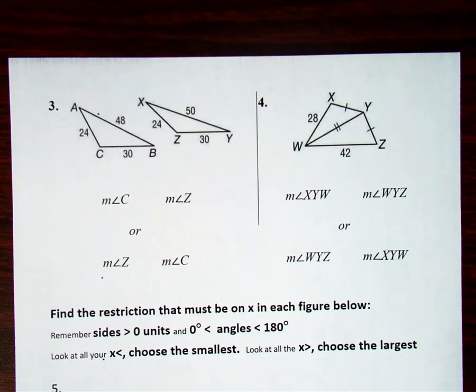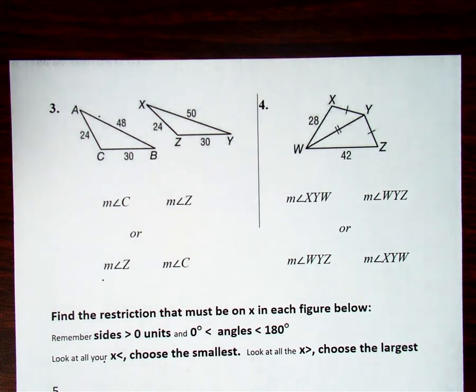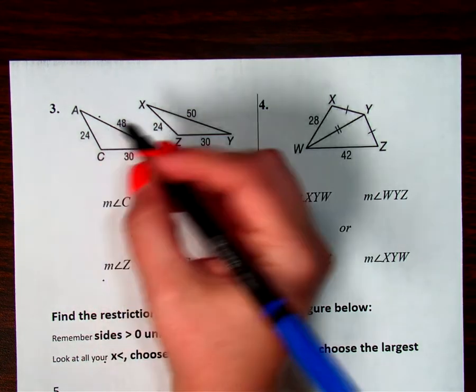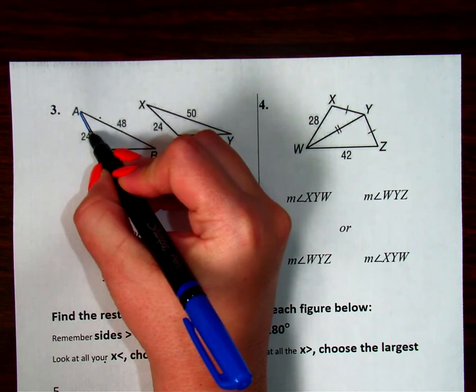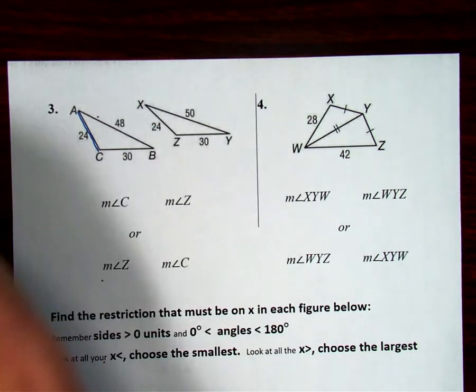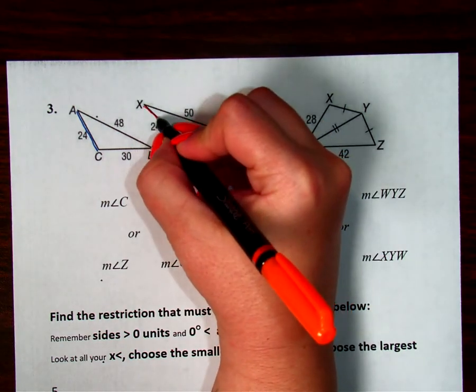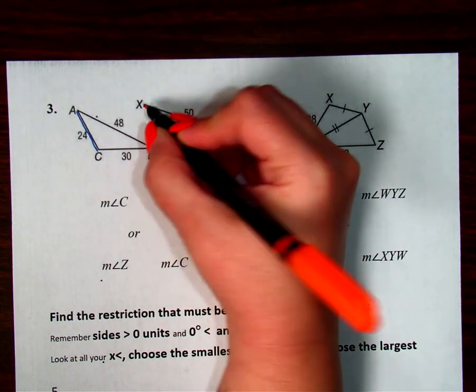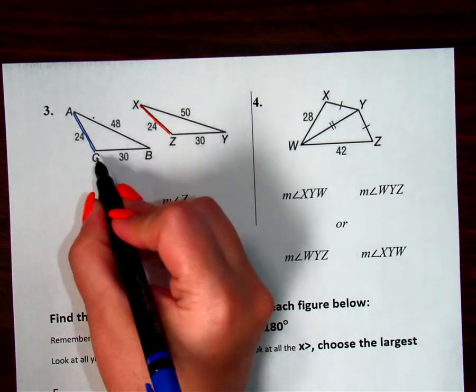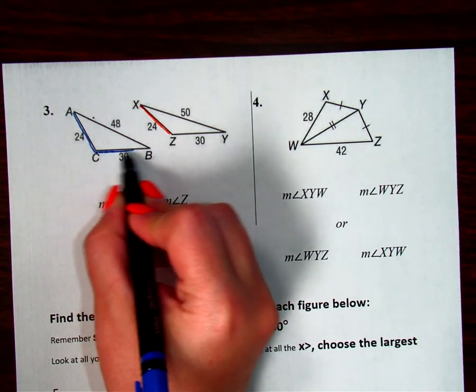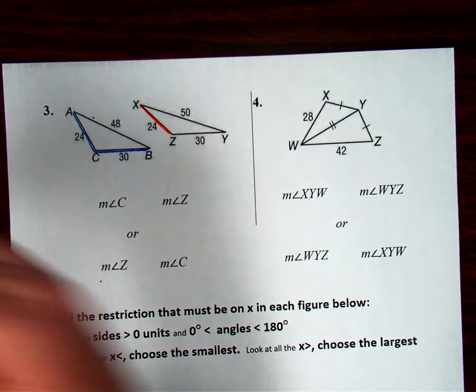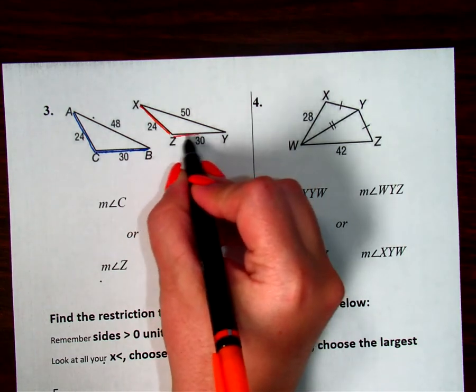The converse means instead of knowing anything about the angles, we know something about our sides. So when I look at this one, let's see, do we have any congruent sides? I can see that AC is 24, and that matches with XZ, which is also 24. And then I have CB is 30, and ZY is 30. Okay?